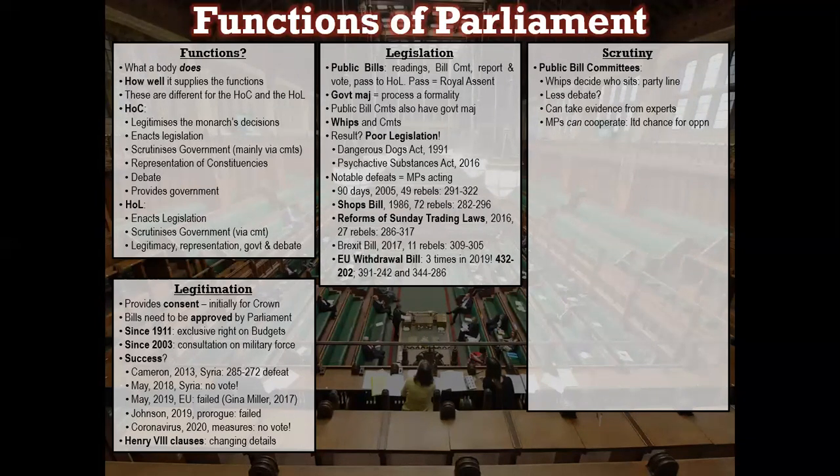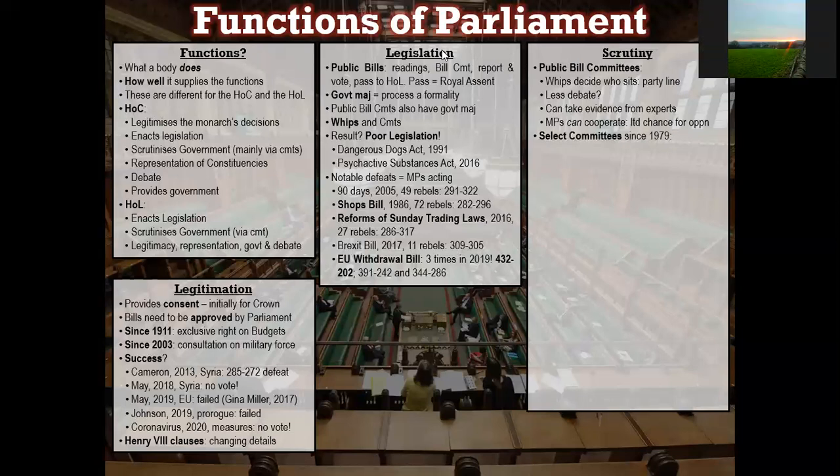The next major committee are select committees, and these have been around since 1979. So they were first brought in in 1979 under Margaret Thatcher. And the idea is that these select committees were to oversee the work of particular departments and particular policy areas.